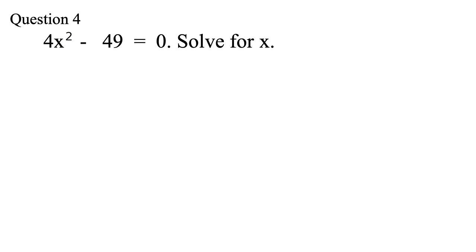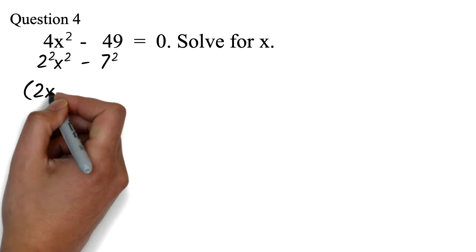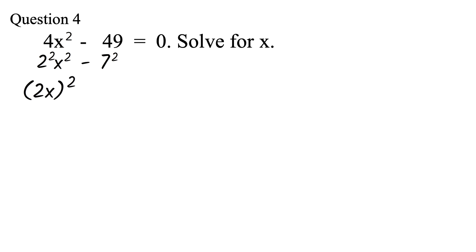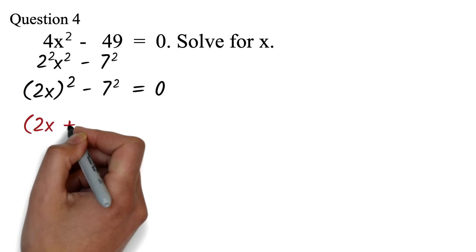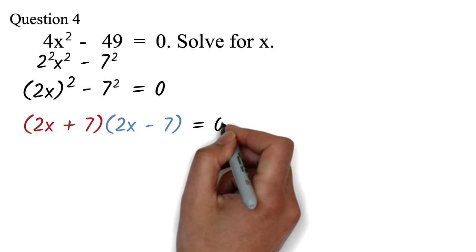Question 4. 4x squared minus 49 equals 0. Solve for x. When I see a question like this, my first intuition is to check if it can be written as the difference of two squares. Here, 4 can be written as 2 squared, and 49 is 7 times 7, so it can be written as 7 squared. 2 squared x squared is the same as 2x squared. So we have 2x squared minus 7 squared equals 0. This is the difference of two squares. So we can write it as 2x plus 7 times 2x minus 7 equals 0.